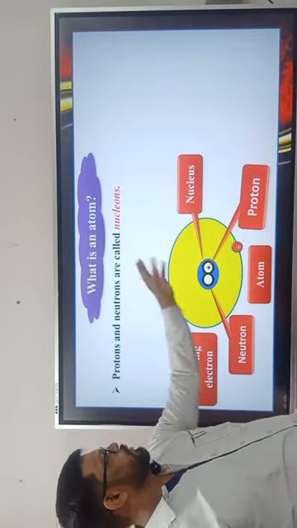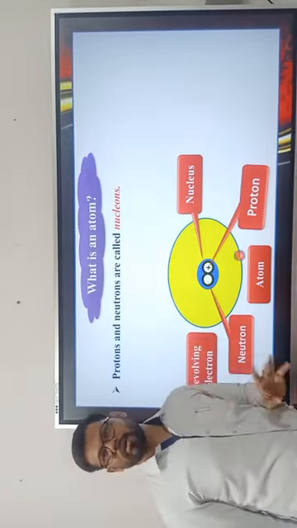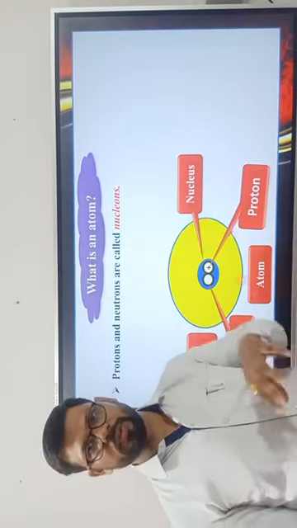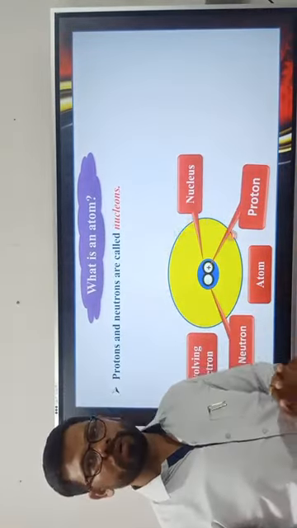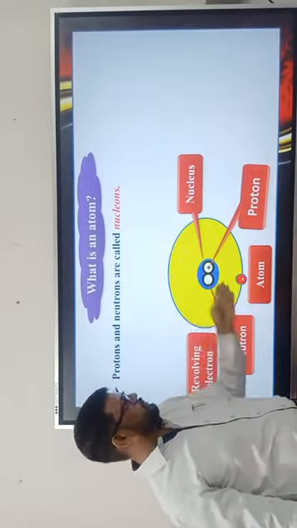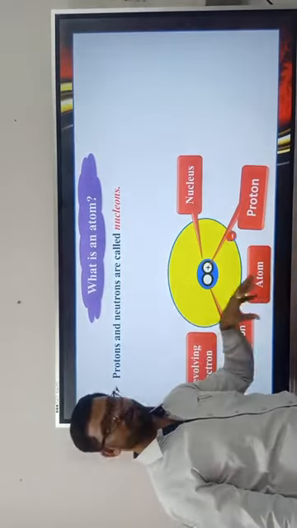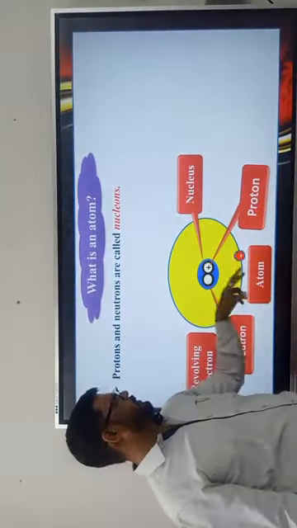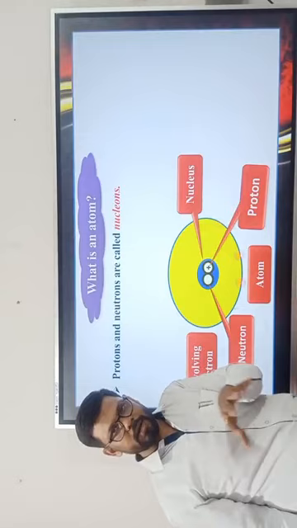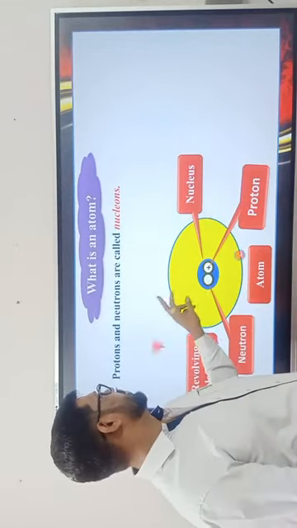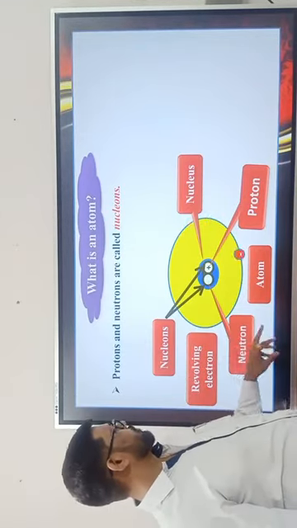Now, protons and neutrons collectively are called nucleons. Protons and neutrons are called nucleons. And electrons exist in the extranuclear part, or the part of an atom other than the nucleus.